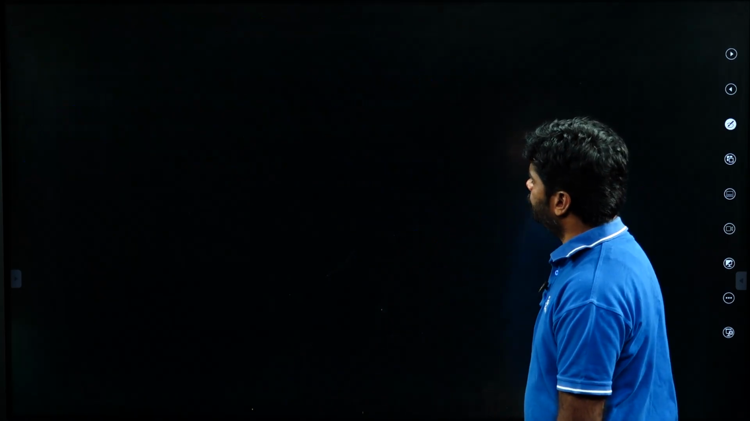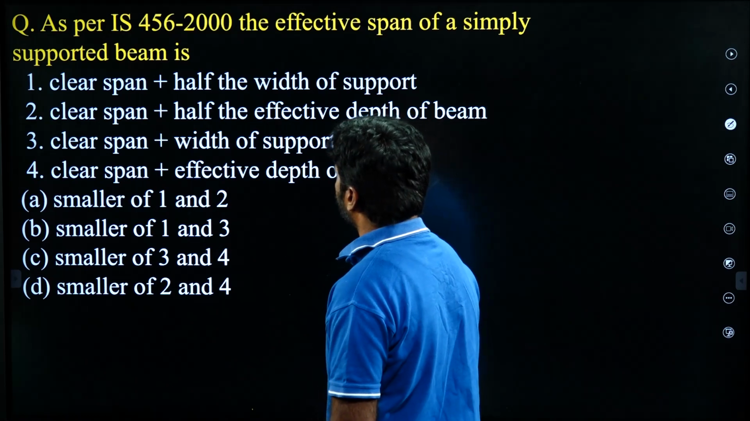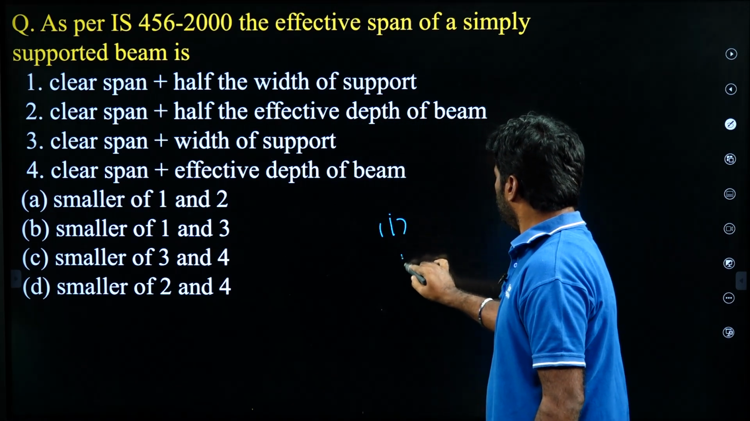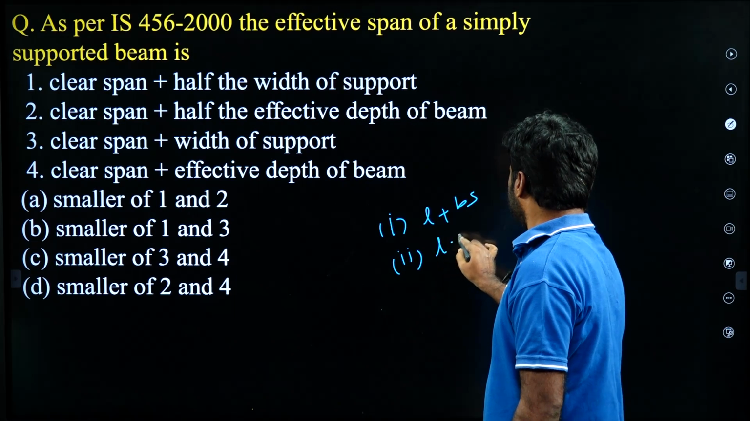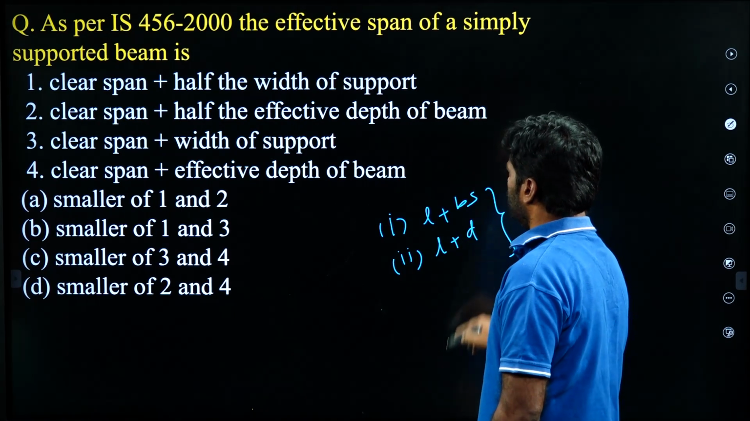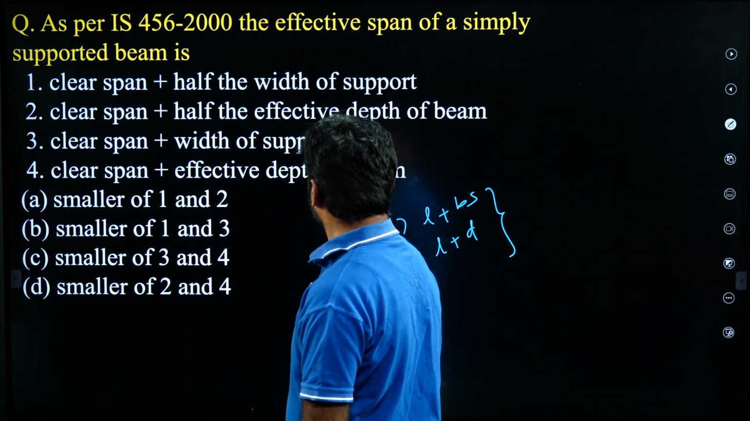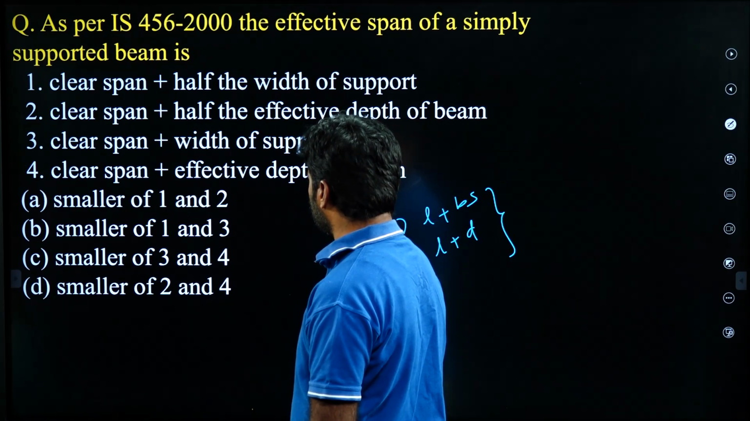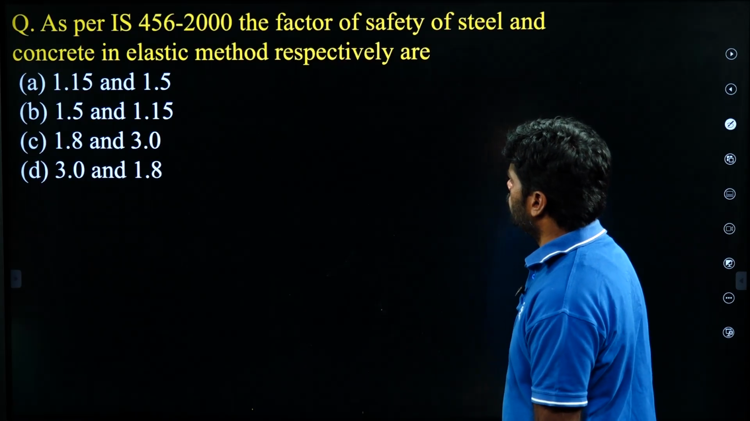Next question. As per IS 456-2000, the effective span of a simply supported beam. For simply supported beam, it is L plus Bs or L plus D, whichever is smaller. So clear span plus width of support, clear span plus effective depth. Third, fourth, smaller of third and fourth. Option C correct.